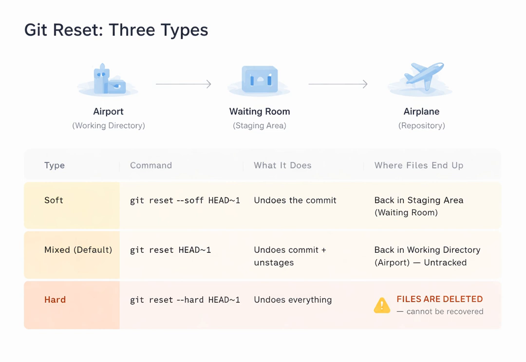And a hard reset, this is the dangerous one. It undoes the commit and deletes all the changes. Those files are gone. They cannot be recovered. Think of it as kicking passengers out of the airport entirely. The instructor is very clear. Never use hard reset unless you absolutely know what you're doing.